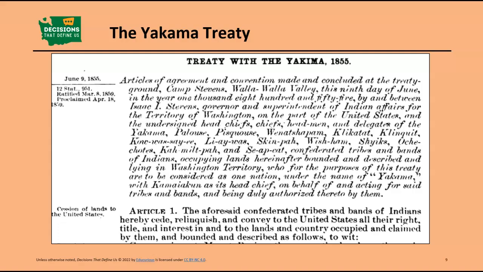And then we got the beginning of the first article, and I'm going to read that, talk about that. And that one is about the cession of lands to the United States. So Article 1. The aforesaid confederated tribes and bands of Indians hereby cede, relinquish, and convey to the United States all their right, title, and interest in and to the lands and country occupied and claimed by them, and bounded and described as follows, to wit, and then the rest of the paragraph is a description of basically central Washington.